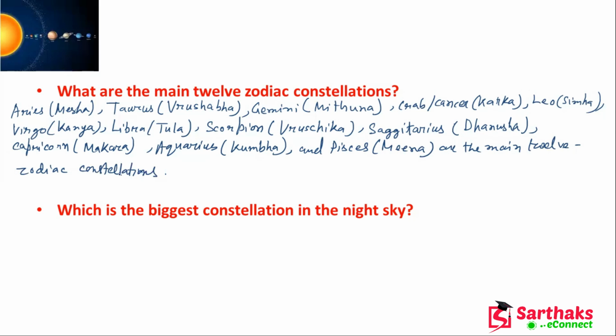Which is the biggest constellation in the night sky? That is Hydra. Hydra is the biggest constellation in the night sky.